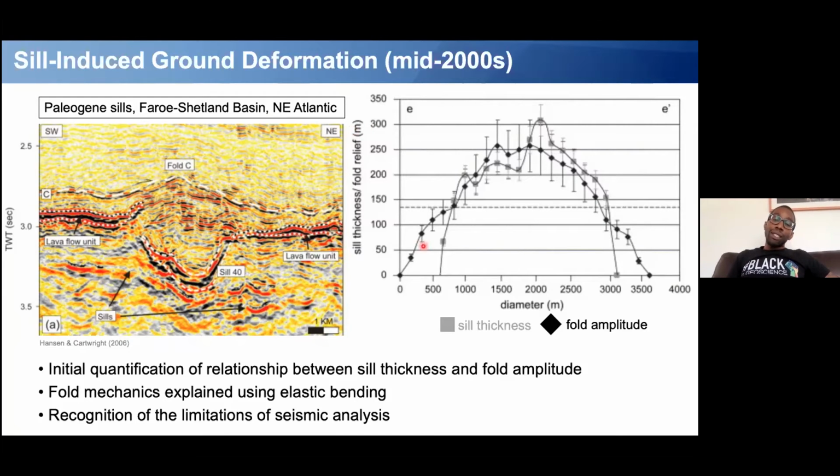There was a recognition that seismic data were limited in that you can see there's a mismatch in terms of how wide the sill is versus how wide the fold is. The fold looks wider than the sill, but that might simply be because we don't have seismic imaging right at the tips of the sill. As we thin the sill out, geologically, geophysically, we can't see it. So that might explain the mismatch. So, for me at least, it was a very insightful paper.